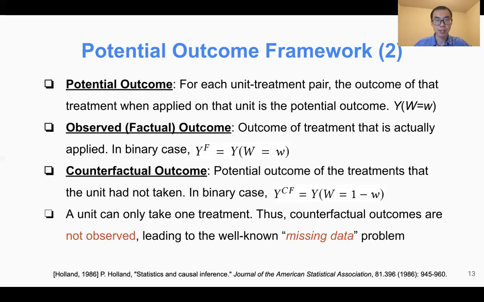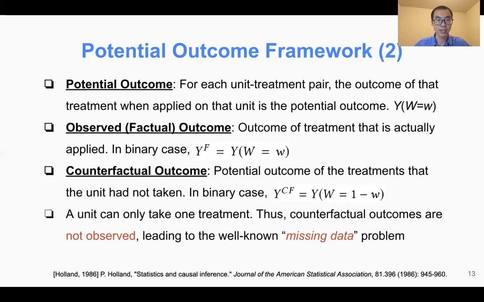The next concept is potential outcome. For each unit treatment pair, the outcome of that treatment when applied on that unit is the potential outcome. There are two types of potential outcomes in general. The first one is observed outcome, which is the outcome of the treatment that is actually applied. So we also call it factual outcome because this one can be observed in your data. It can be found in your observation data.